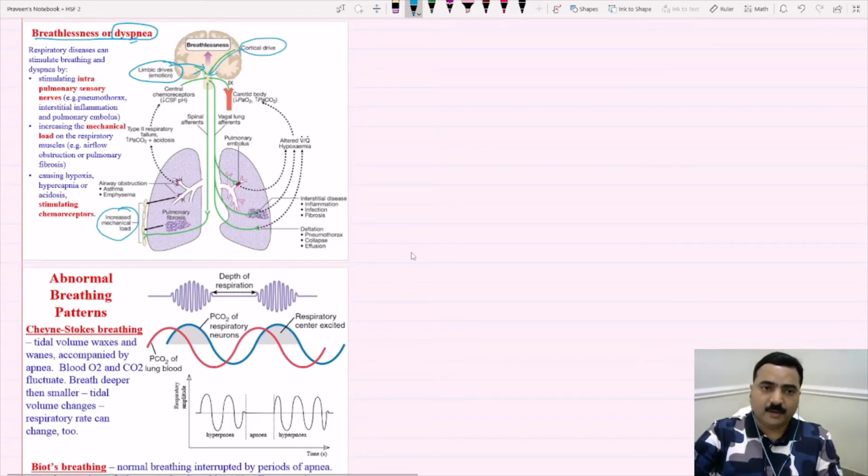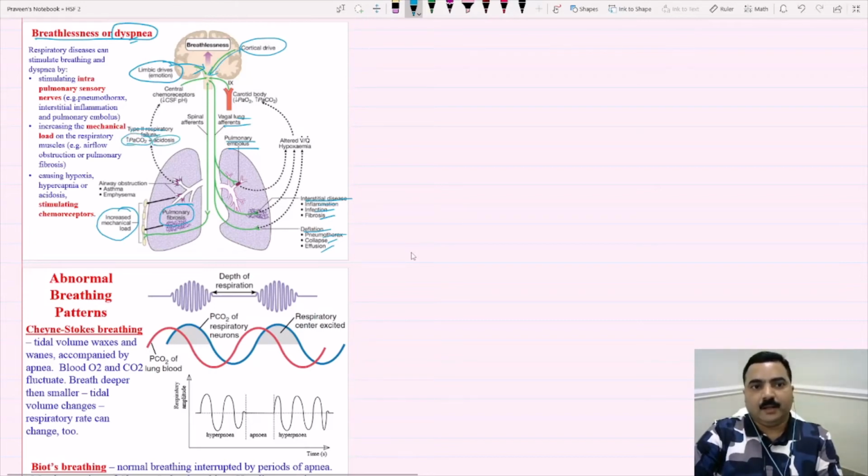Problems within your cardiovascular or respiratory system, for example interstitial disease, inflammation, infection, fibrosis, etc., or deflation, pneumothorax, collapse, effusion, etc., can also give that, or conditions like pulmonary embolus. All this will cause the vagal lung afferents to send impulses to the brain and cause the feeling of breathlessness. So pulmonary fibrosis. Then type 2 respiratory failure, like an increase in carbon dioxide plus acidosis.